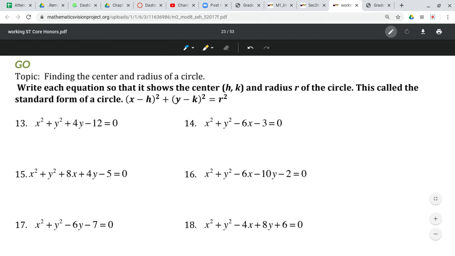All right. The last thing that we're looking at in this is finding the center and the radius of the circle. Now, we need to write each equation so that it shows the center, (h, k), and the radius, r, of the circle. This is called standard form of the circle. Obviously, none of these are in standard form. We've got all sorts of things going on because we don't have (x minus h) squared plus (y minus k) squared. We have x squared plus y squared plus 4y minus 12 equals 0. So there's a lot going on here.